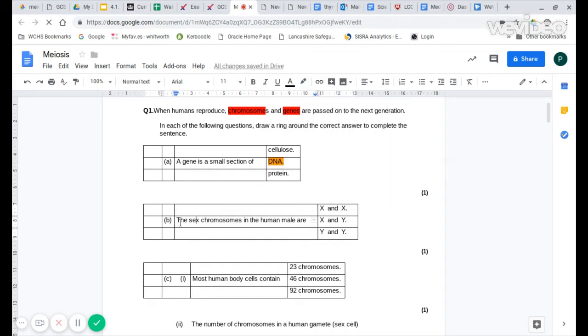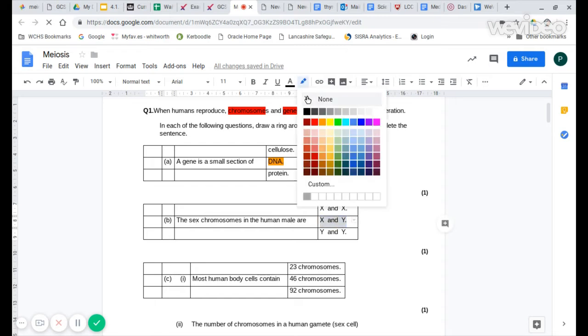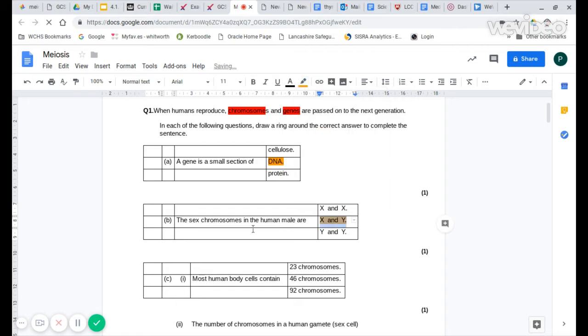Next one. So the sex chromosomes refer to pair 23. Right at the end, if you line the chromosomes up in size order, you get 23 at the end. In the human male, you've just got to know this because you've got to learn it. Is it Y and Y? Nope. X and X is a female. So human males are X and Y.